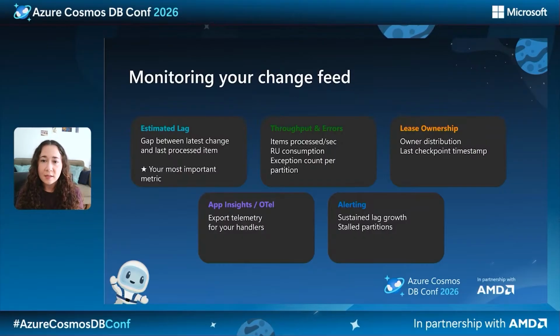Digging deeper into the leases, you can look at the owner distribution. Are your leases evenly distributed across instances? Is the last checkpoint increasing for each of them, or is one of your leases stalled with processing? For setting up the monitoring itself, you can use Application Insights or OpenTelemetry, which is built directly into the SDK to make it really easy for you to export this telemetry for your change feed handlers. For alerting, some things that you might consider creating alerts for is sustained lag growth, or if there's any partitions that have stalled and are no longer making progress in processing.